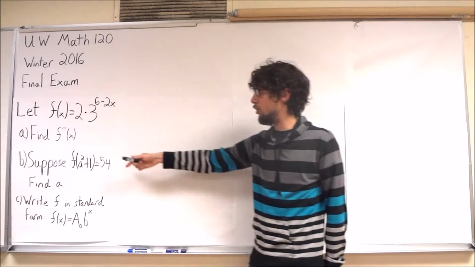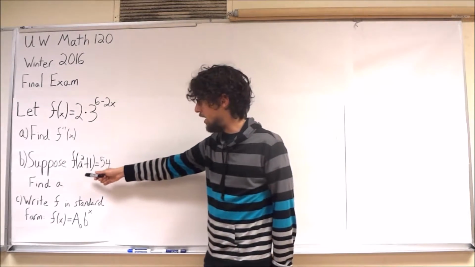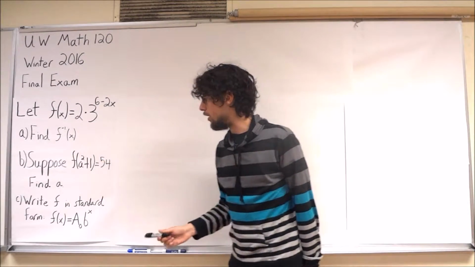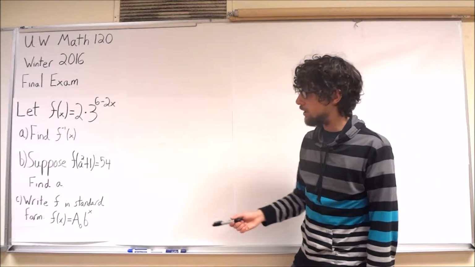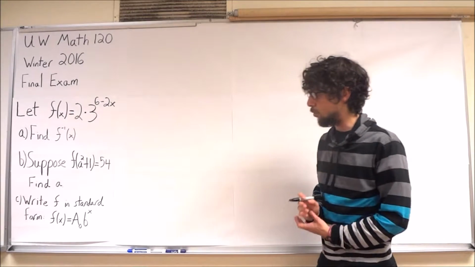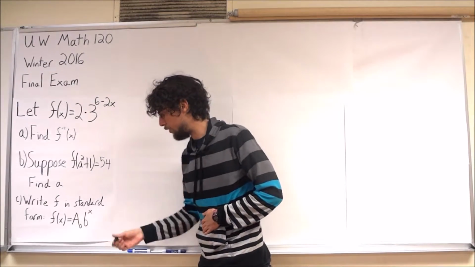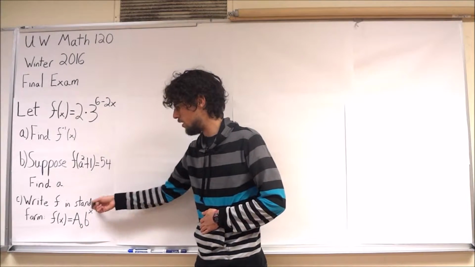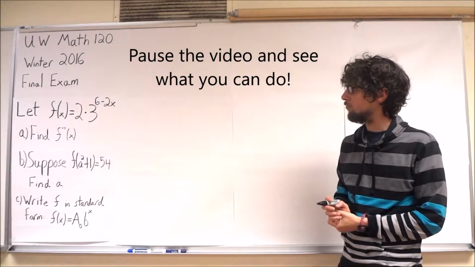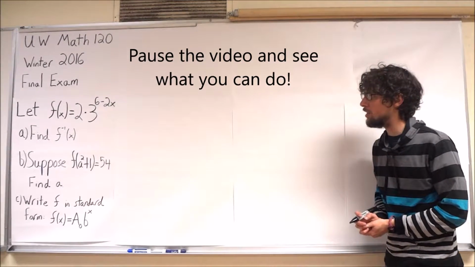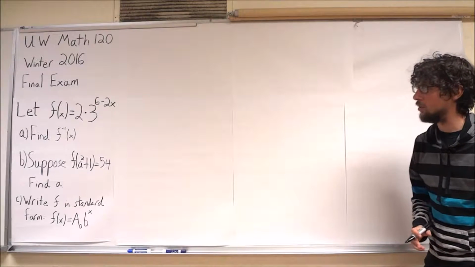We're asked to first find f inverse, and then to find a, given that f of a squared plus 1 is equal to 54. And finally, we're asked to rewrite f in a slightly more standard form, where we have just a coefficient times some base to the xth power. So let's take a look at these one by one. Let's first find f inverse.